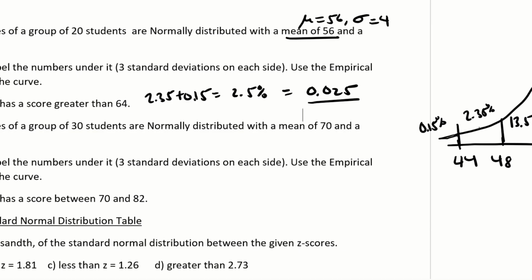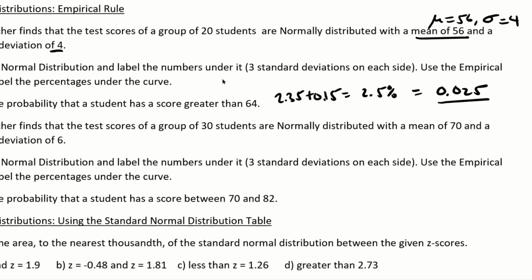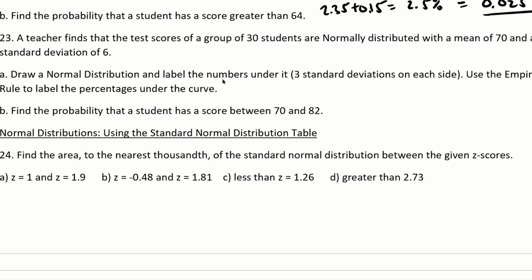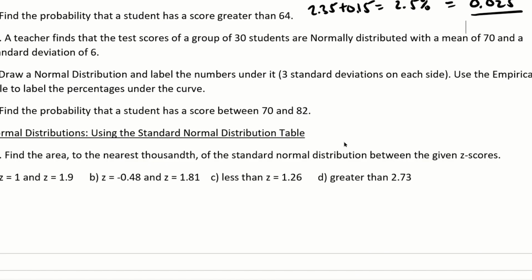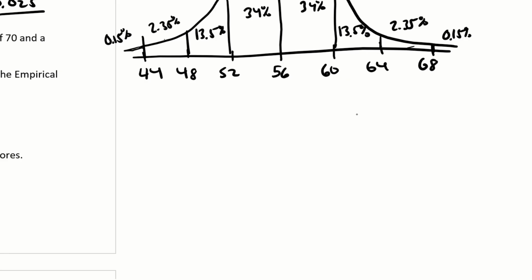All right, so now we're going to do number 23, but now we're going to erase these numbers and replace them. The mean is 70, the standard deviation is 6. So the mean is 70, standard deviation 6, so you're going to go by 6. So it's 6 plus 6 plus 6, so on and so forth. Subtract 6. All right, and then these percentages will be the same. Like I said, these percentages will always be the same.